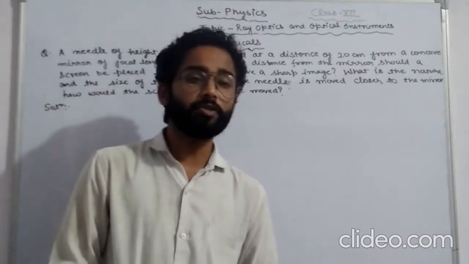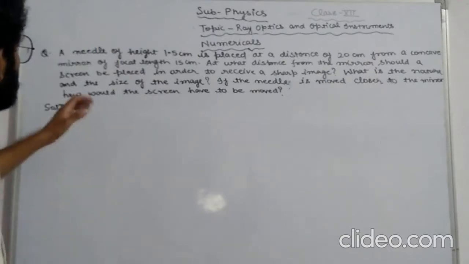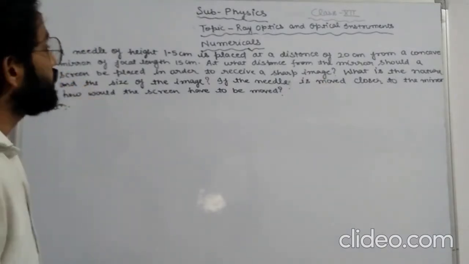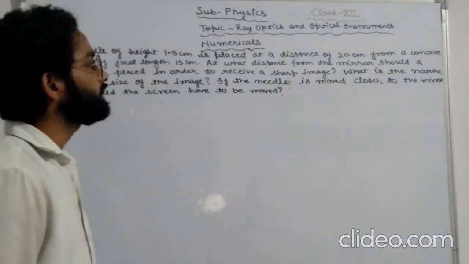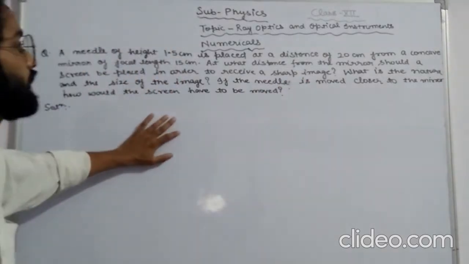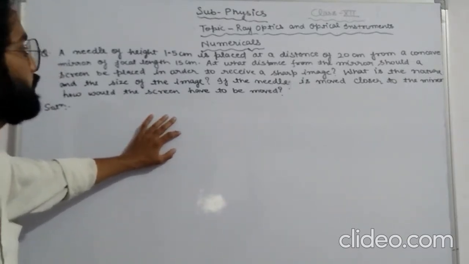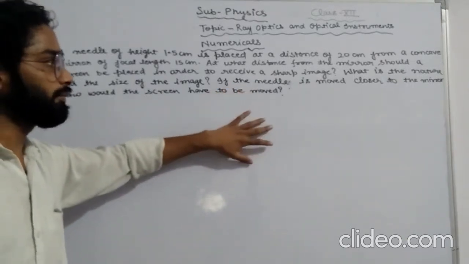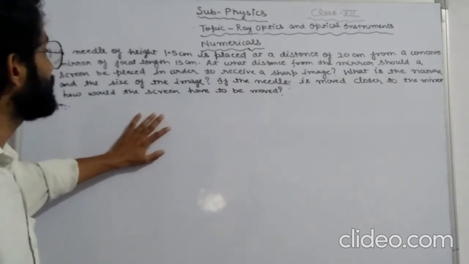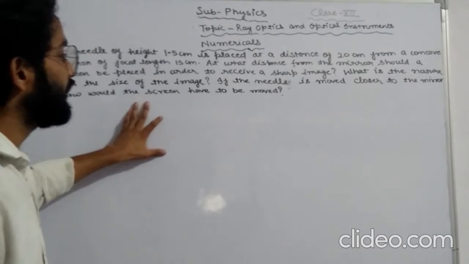Now we are ready with our new numerical, written on the board. Let us solve this numerical. It says that a needle of height 1.5 cm is placed at a distance of 20 cm from a concave mirror of focal length 15 cm. At what distance from the mirror should a screen be placed in order to receive a sharp image? And what is the nature and the size of the image? If the needle is moved closer to the mirror, how would the screen have to be moved?